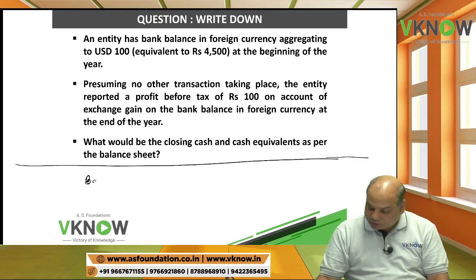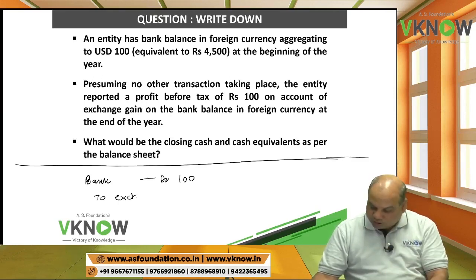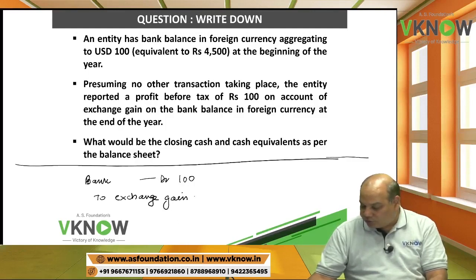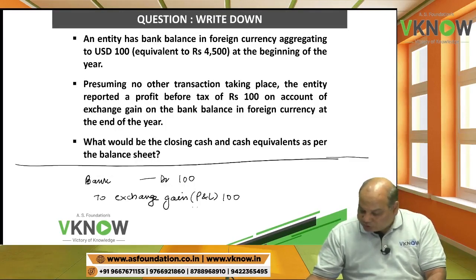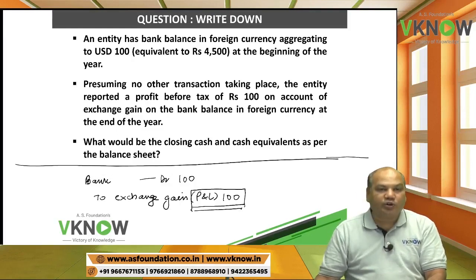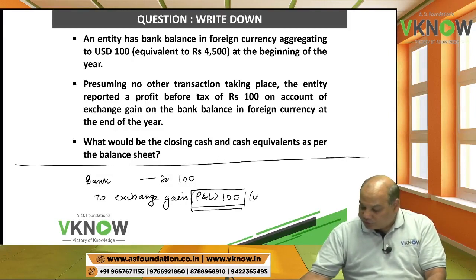Bank account debit 100 rupees to exchange gain, which will go to P&L account, 100 rupees. Which means their P&L account is showing 100 rupees, but this is unrealized.